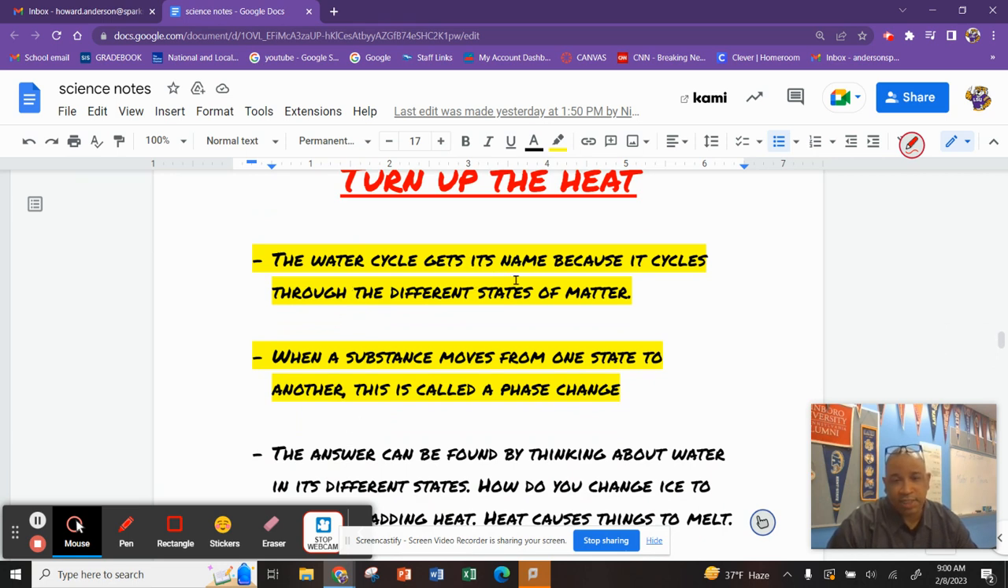Water cycle gets its name because it cycles through the different states of matter. Very important. When a substance moves from one state to another, it is called a phase change. You can say it went from a solid to a liquid, but the technical term is a phase change.